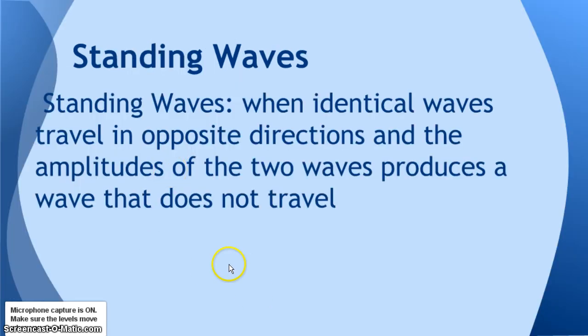So the next topic is standing waves, and standing waves are when identical waves travel in opposite directions, and the amplitude of the two waves produces a wave that does not travel. In order to have a standing wave, the string needs to be vibrating at a constant frequency. Each wave is reflected from the fixed end, and when the wave comes back at a hand, it will be reflected as if the end is fixed. And the crest and trough of the waves are always at the same positions.